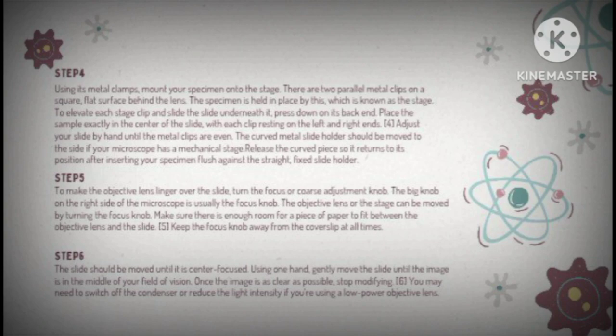Light should be moved until it is centered and good. Using one hand, gently move the slide until the image is in the middle of your field of vision. Once the image is as clear as possible, start modifying. You may need to switch off the condenser or reduce the light intensity if you are using a lower power objective lens.